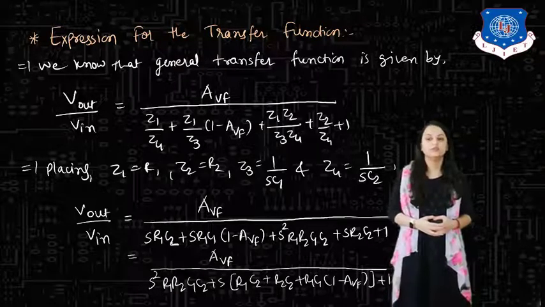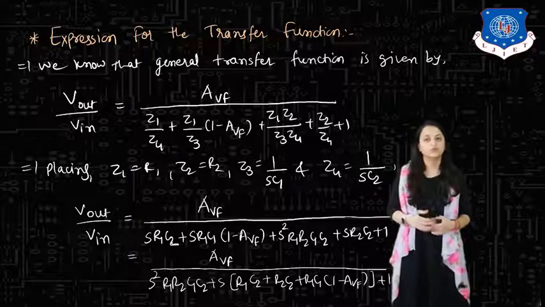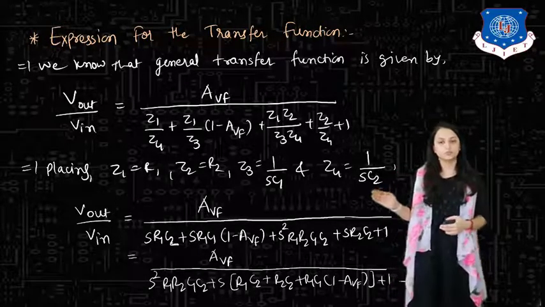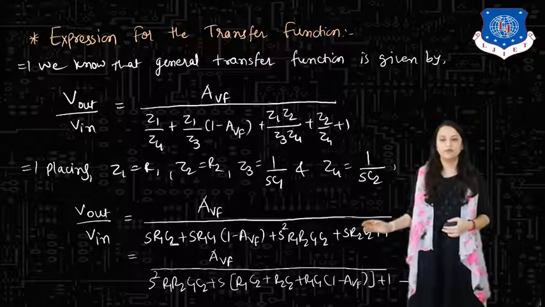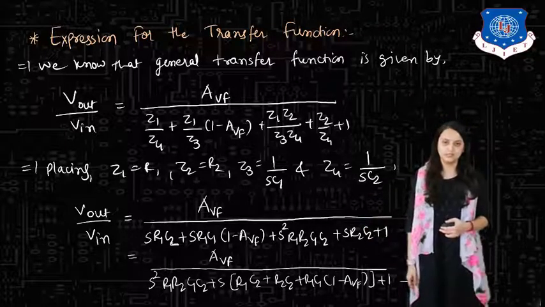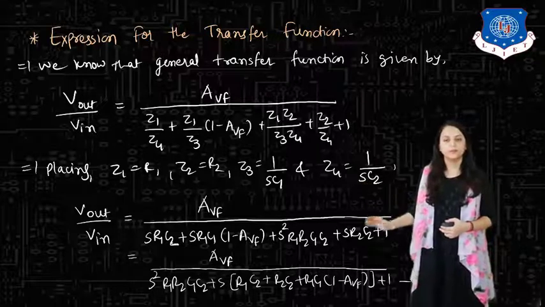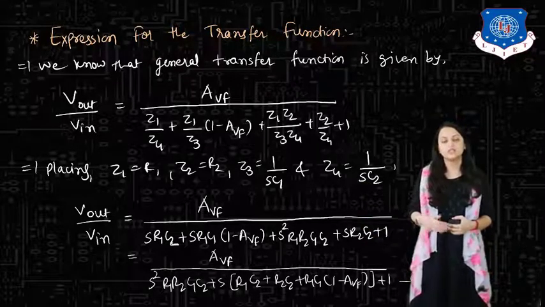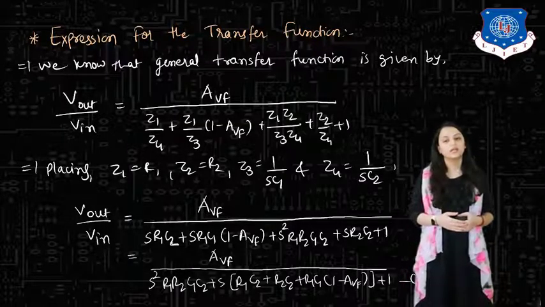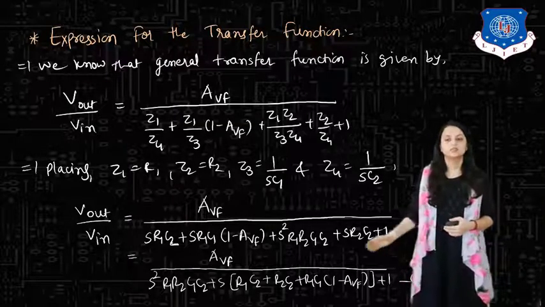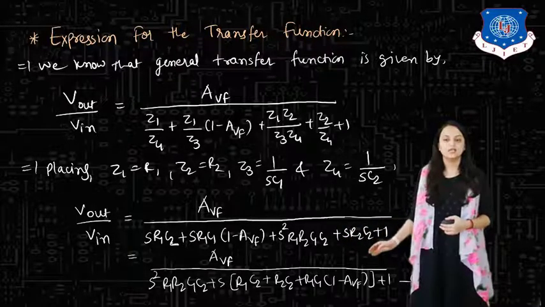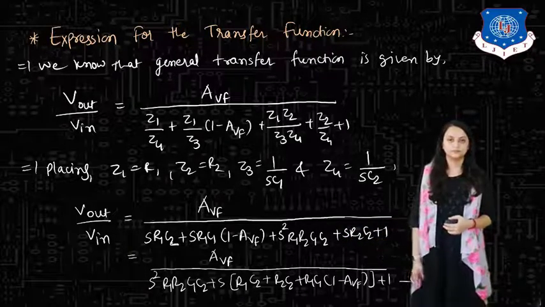In this equation, if we place Z1 equals R1, Z2 equals R2, Z3 equals 1 by SC1 and Z4 equals 1 by SC2, then we have the equation Vout by Vin equals ABF upon S R1 C2 plus S R1 C1 into 1 minus ABF plus S square R1 R2 C1 C2 plus S R2 C2 plus 1.